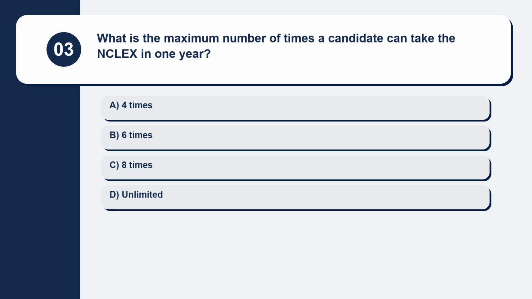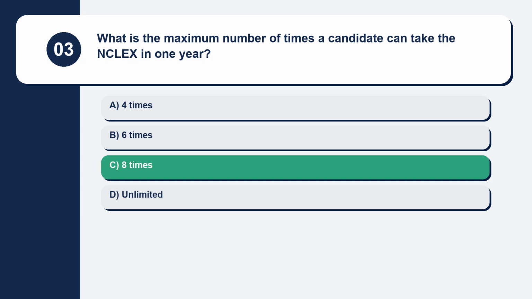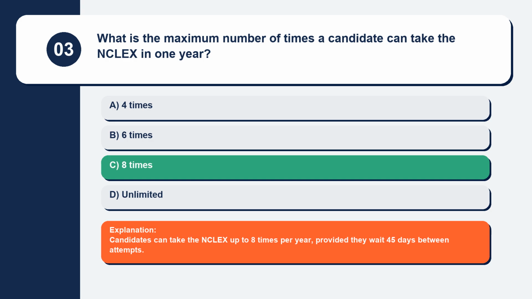Question 3. What is the maximum number of times a candidate can take the NCLEX in 1 year? 4 times, 6 times, 8 times, unlimited. Candidates can take the NCLEX up to 8 times per year, provided they wait 45 days between attempts.